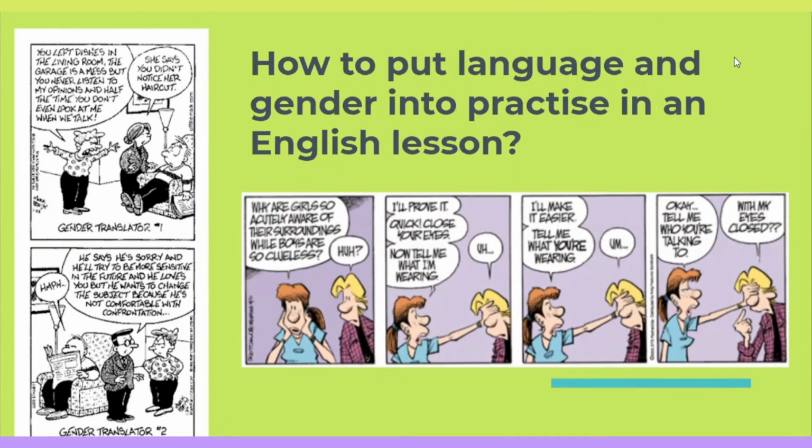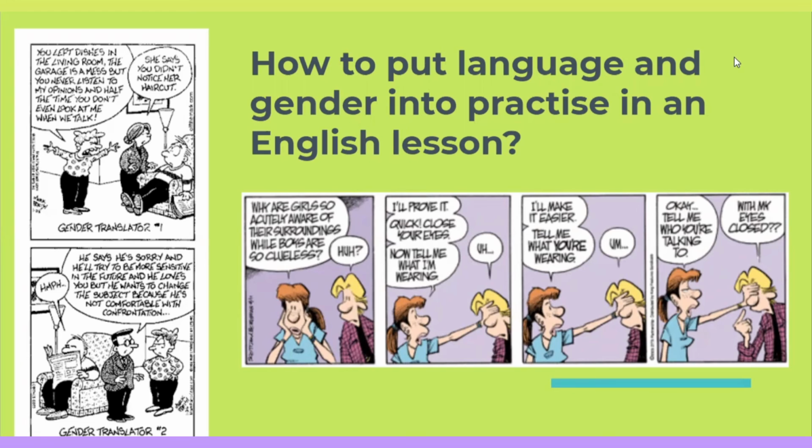How to put language and gender into practice in an English lesson. We incorporate some comics to show our students the differences between women and men language. The first one is, you left dishes in the living room. The garage is a mess, but you never listen to my opinions, and half the time you don't even look at me when we talk. She says you didn't notice her haircut.